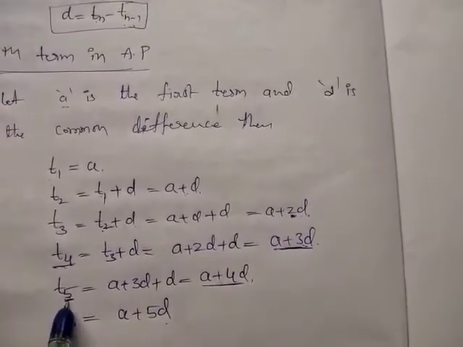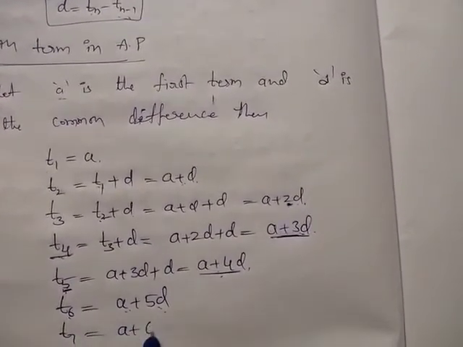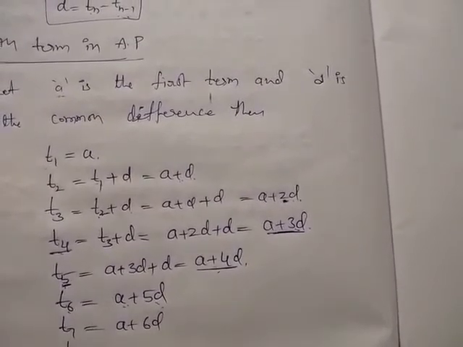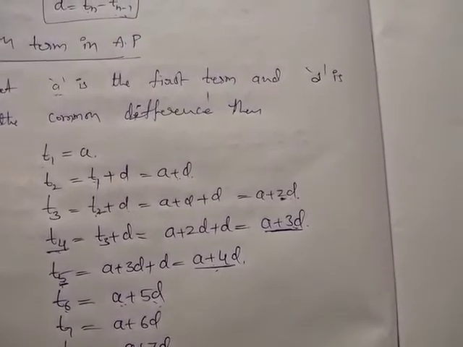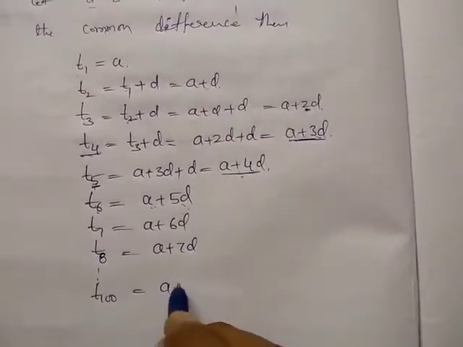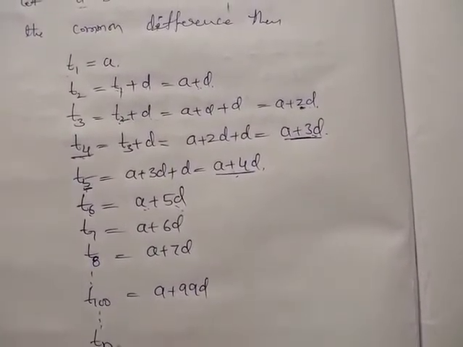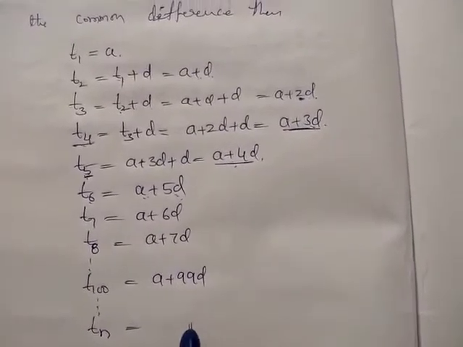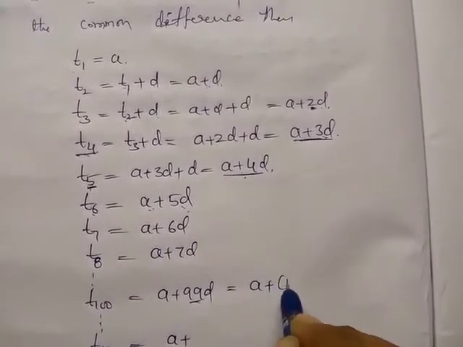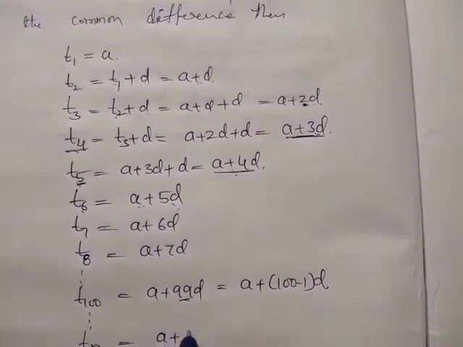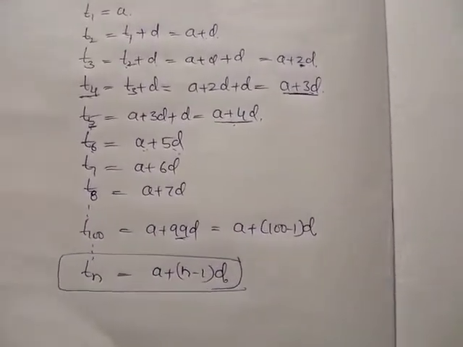Okay, so the fifth term is a plus 4d, the sixth term is a plus 5d, the seventh term is a plus 6d, and the eighth term is a plus 7d. If you write the 100th term, it is a plus 99d. So how do we write Tn, the nth term in an AP? a plus 99 means 100 minus 1, a plus 100 minus 1 into d. Like that, here n minus 1 into d. So the nth term in an AP is a plus n minus 1 into d.